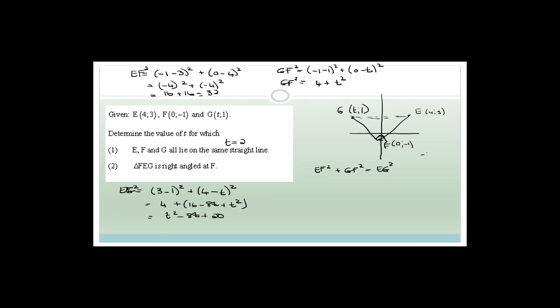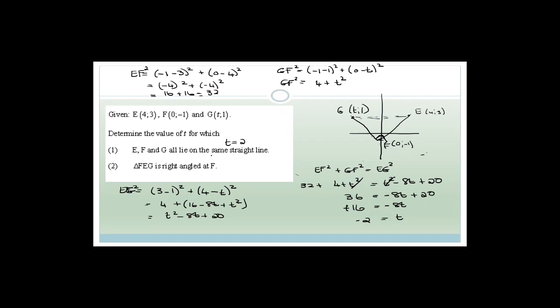Now we've got EF squared, GF squared, and EG squared, so we can fill it in. EF squared is 32 plus GF squared is 4 plus t squared, which is equal to EG squared, which is t squared minus 8t plus 20. The t squared's cancel, which is very nice. Then 32 plus 4 is 36, which is equal to minus 8t plus 20. If we take that across, we get 16 is minus 8t, therefore t is equal to negative 2.